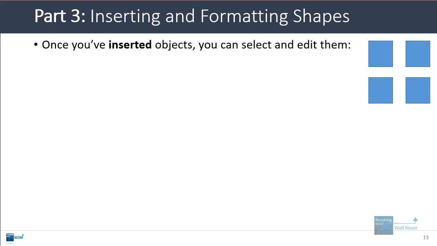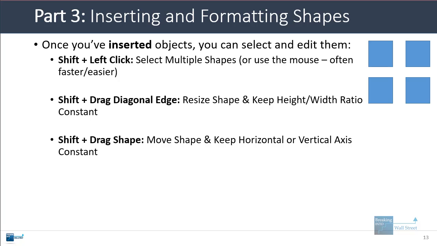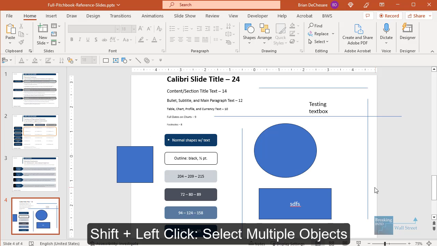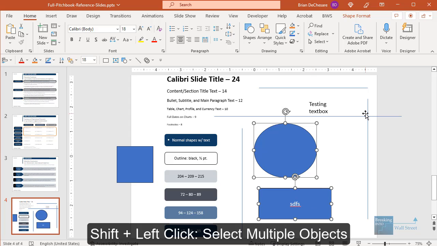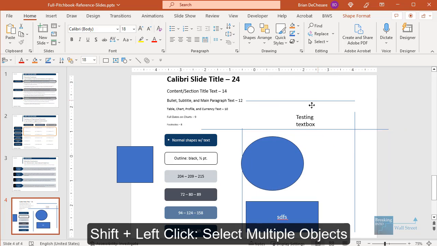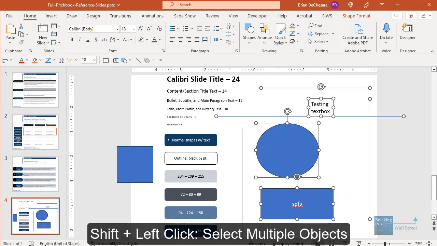Once you've inserted objects, you can also select and edit them. And the main useful shortcut here is the Shift key. If you press Shift and then you left click on all these shapes, you will select multiple shapes and lines at the same time, and then you can move them around like I'm doing right now using the mouse, pressing and holding and dragging it.